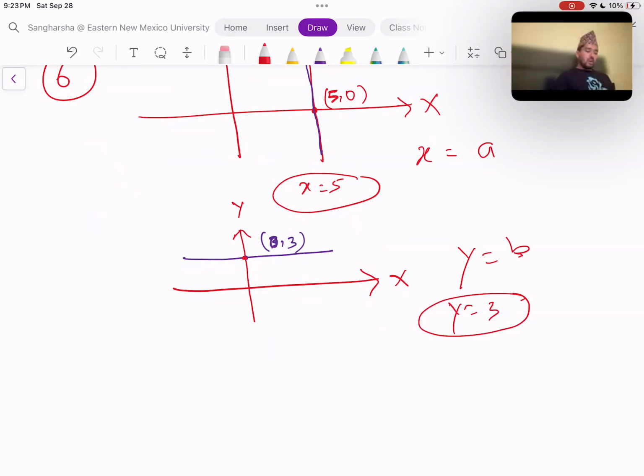So if you have a vertical line, this is the equation every time, and for a horizontal line, this is the equation. So this is about number 6. And if you have any question, please let me know.